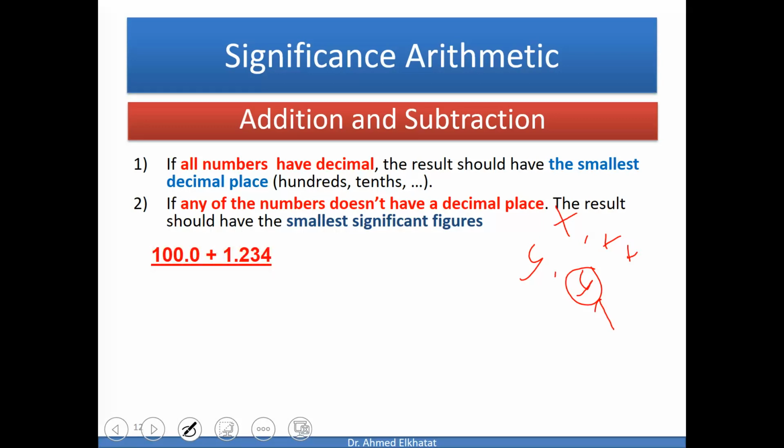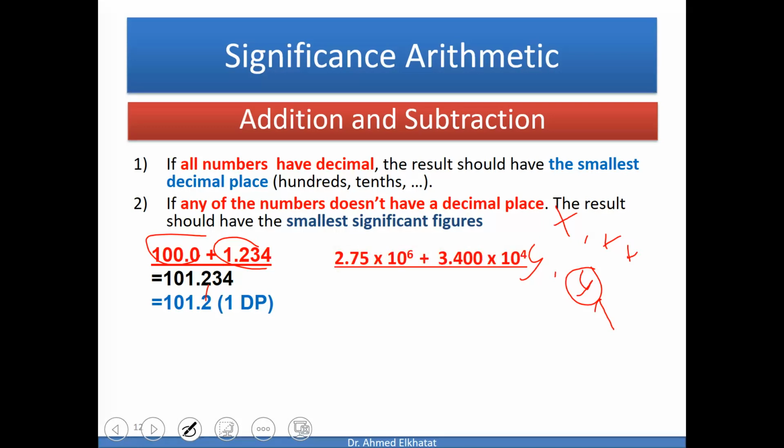Now we have this number. All of them have decimals, but the first number has a tenths decimal and this one has a thousandths decimal, so the result should be to the tenths. When I do the calculation, I should round it down, so it will be only one decimal point.